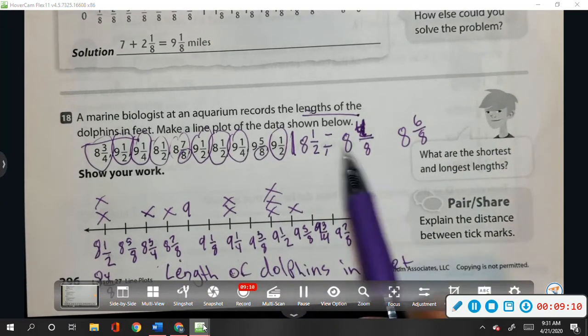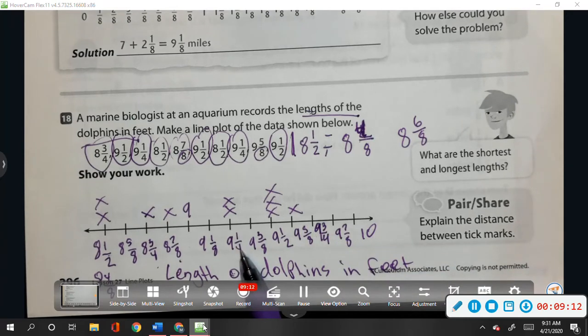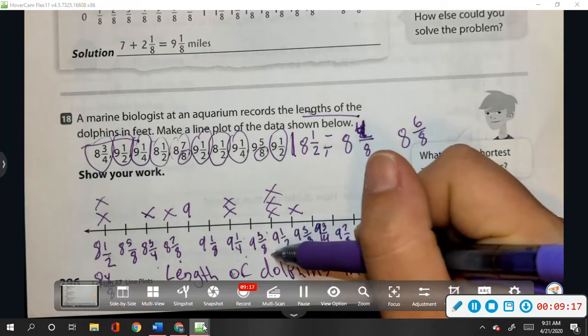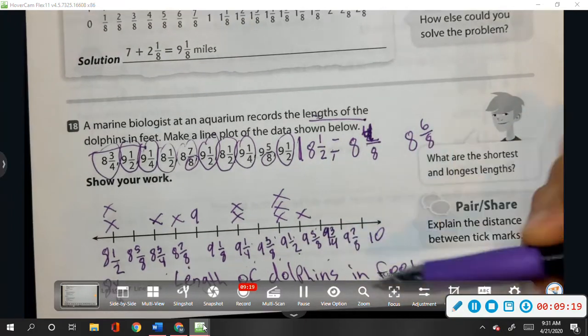The 9 1/4, I used that same thought process. If this is 9 1/8, this would be 9 2/8, 9 3/8, 9 4/8, 9 5/8, and so forth.